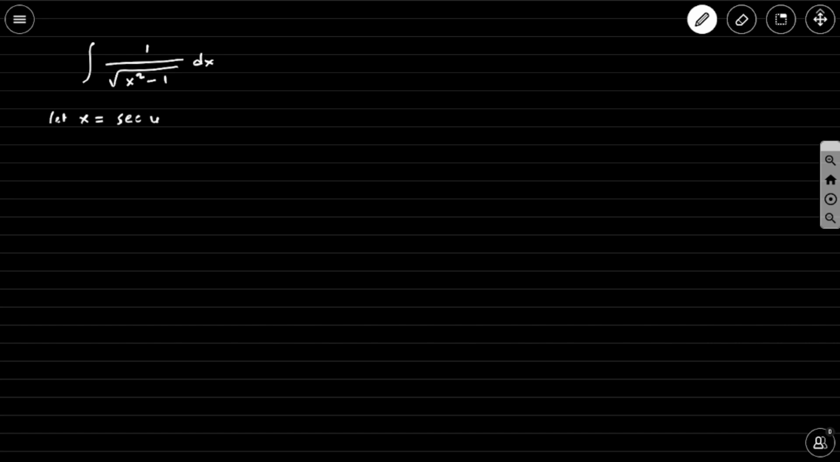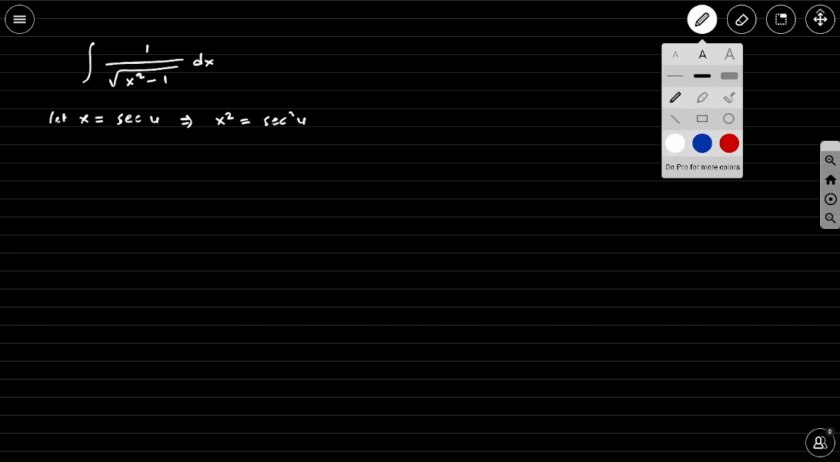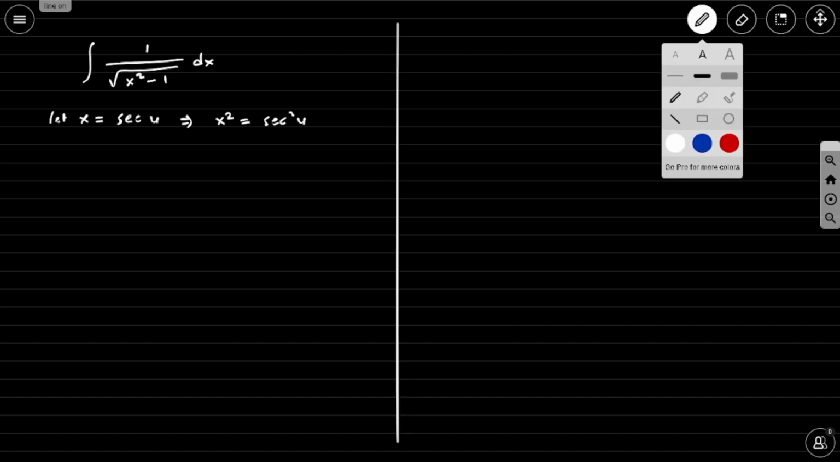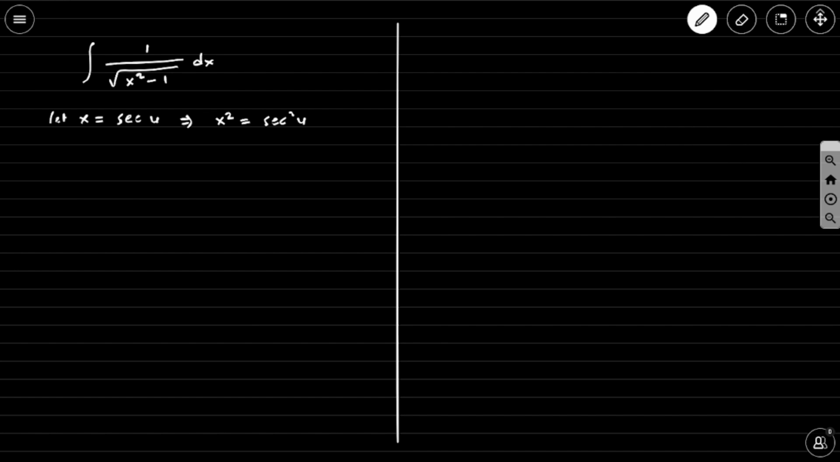If x equals secant u, then x to the power of 2 equals secant u to the power of 2. Then I'm gonna make a line. So now we have two sides, left and right. On the right side we're gonna work on our integration, and on the left side we are gonna put all the resources that we need for the integration. So now we have the integral of 1 over square root of secant u to the power of 2 minus 1. We just change the x to the power of 2 to secant u to the power of 2.